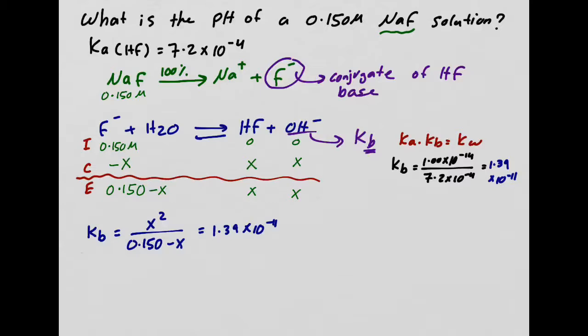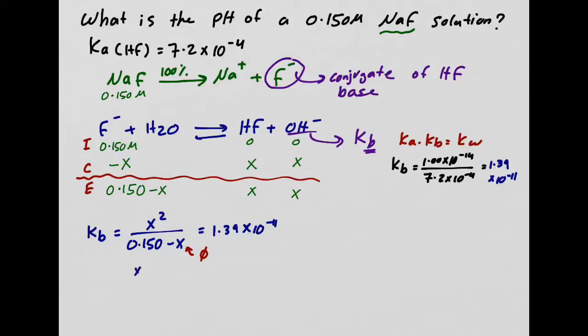It's such a small, tiny number, right? So again, I can assume this x is 0, because whatever this number is, it is so tiny compared to 0.150. And if I assume this x is 0, then the math is going to get a lot easier. So you do the math.